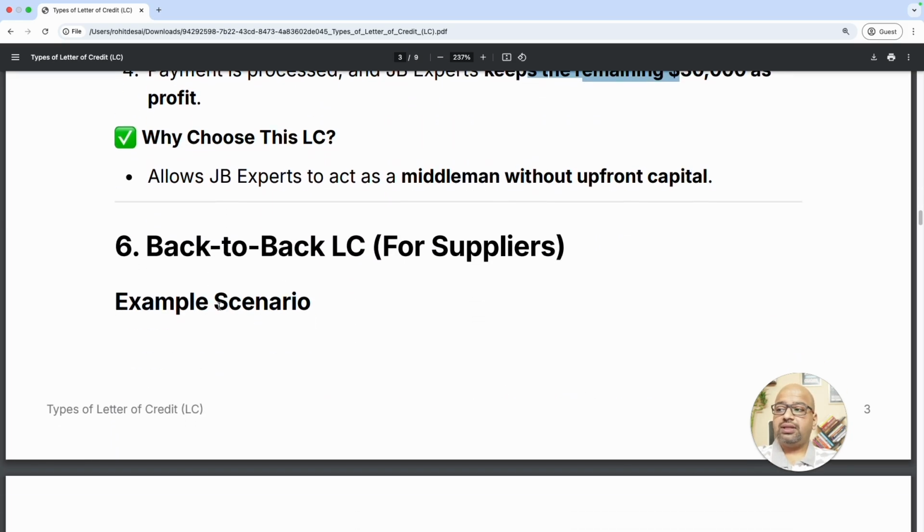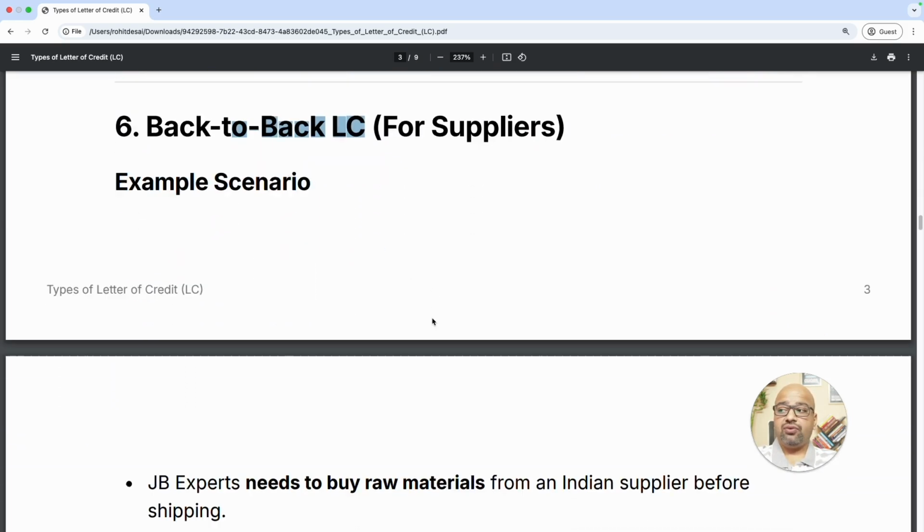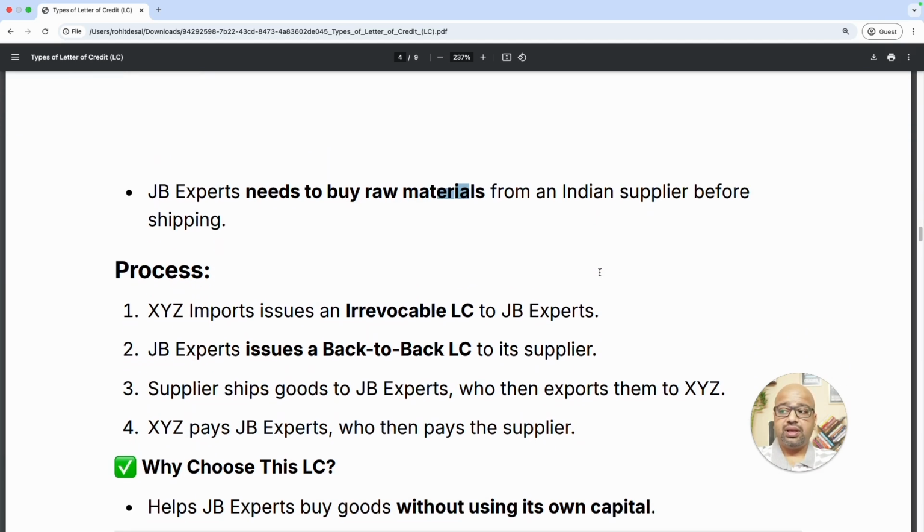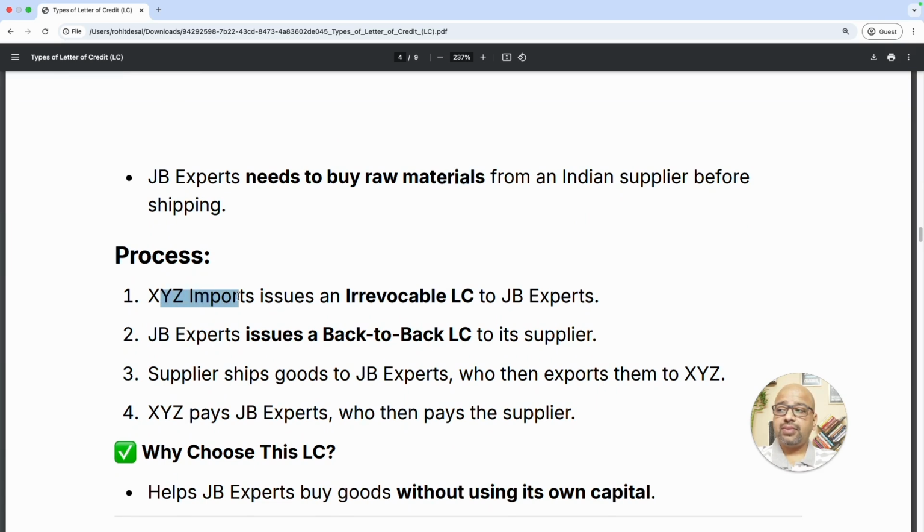Okay. Then back-to-back LCs for supplies, especially if JB Experts is dealing in buying raw materials. What we'll do: XYZ Importers is going to issue an irrevocable LC, and JB Experts issues a back-to-back LC. So what I do is I'll receive the LC copy. I'll go to the bank saying, okay, now I got this LC, and I want a back-to-back LC, a local LC, for my supplier. So in that case, what happens? I'll open a new LC and I'll give it to the supplier.